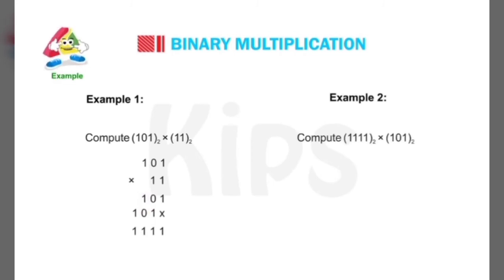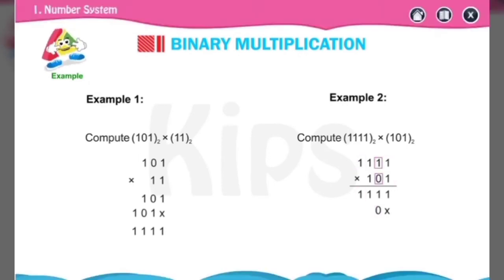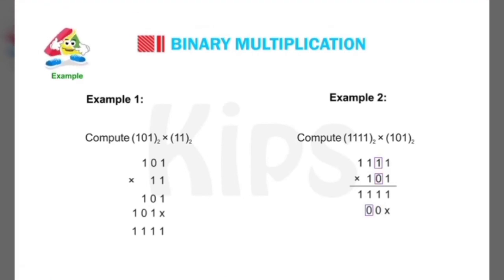Example 2, 1111 multiplied by 101. For this, write it separately. Multiply each digit by 1 first, then write it. So it will be 4 times 1. You can see it on the screen. Then 0, 0, 0, 0. Then again put a double cross, then write 1, 1, 1, 1.